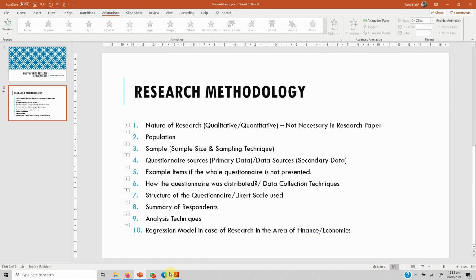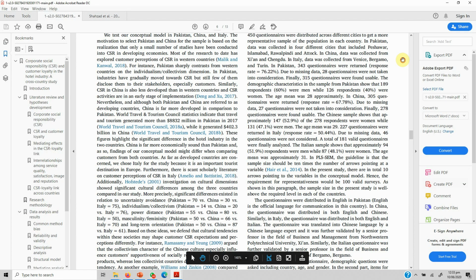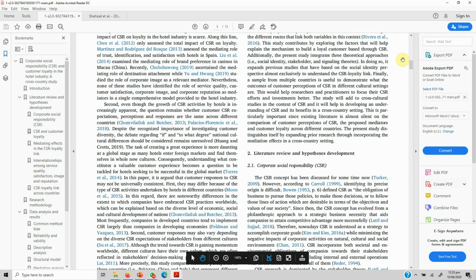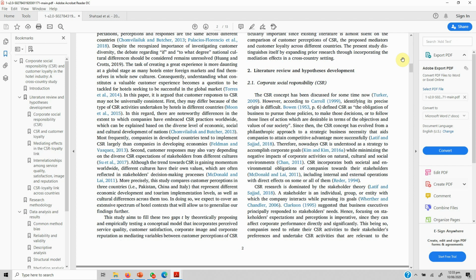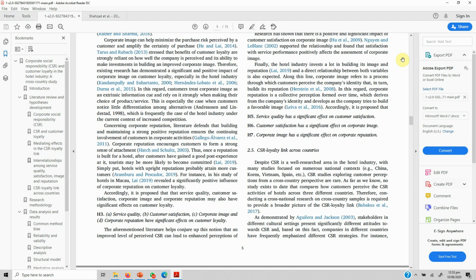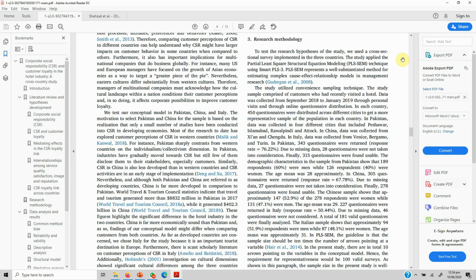Now here are a few examples of research methodologies published in a research paper. This is a paper I recently published with my co-authors in the International Journal of Hospitality Management. If you look at the methodology section, it's not detailed, it's just a single page or half a page actually. So we started with how the hypotheses were tested.